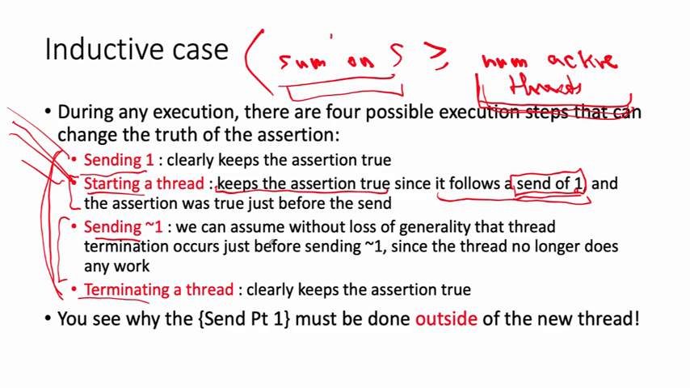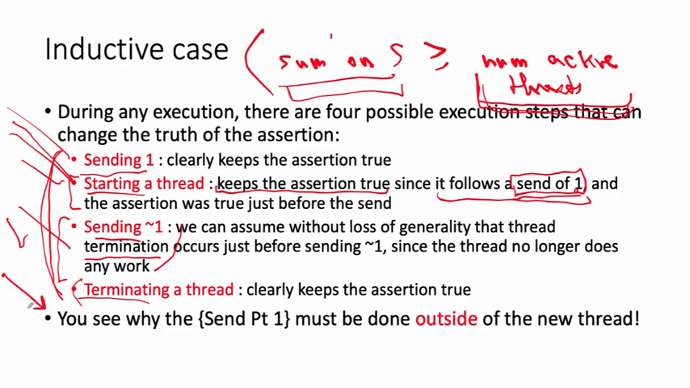Without loss of generality, we can assume that it terminates just before the sending of -1, because when we send -1, there is no work being done until the thread actually terminates. So that is an empty execution, so it doesn't really matter. So we can assume that the thread termination occurs just before the send of -1 without loss of generality. So that is correct. It's a little bit subtle, but it's clear. And finally, terminating the thread is not a problem, of course.